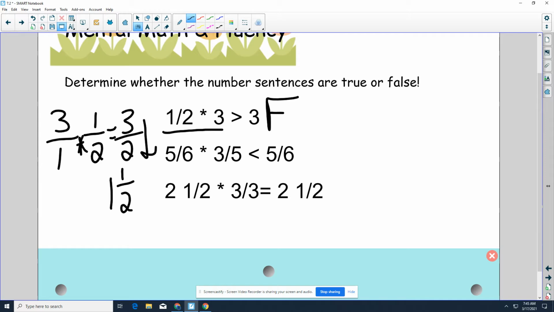Try the next one there, 5/6 and 3/5. Is it going to be less than 5/6? My original factor is 5/6, and the product they're showing is 5/6. But I'm multiplying by a fraction less than 1, so it would be less than my original factor, so that is true. Look at the next one. My original factor is 2/2, but I'm multiplying it by 3/3, which is equal to 1. We know any factor multiplied by 1 is simply itself, so that is a true statement. They are equal.